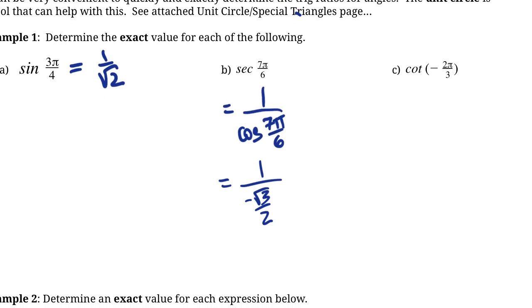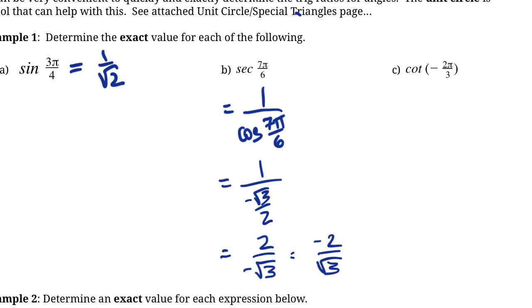When we're dividing by a fraction, remember, it's the same as multiplying by the reciprocal. So essentially, it's saying 1 times 2 over negative root 3. And that's the answer. Out of convention, usually we like to move the negative sign to the numerator. And we also like to rationalize the denominator, but I'm not going to worry about that for these questions. So negative 2 over root 3 is an acceptable answer.